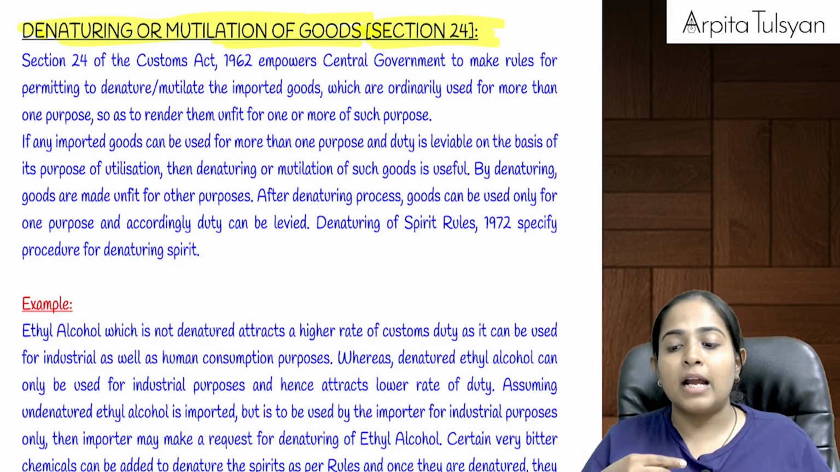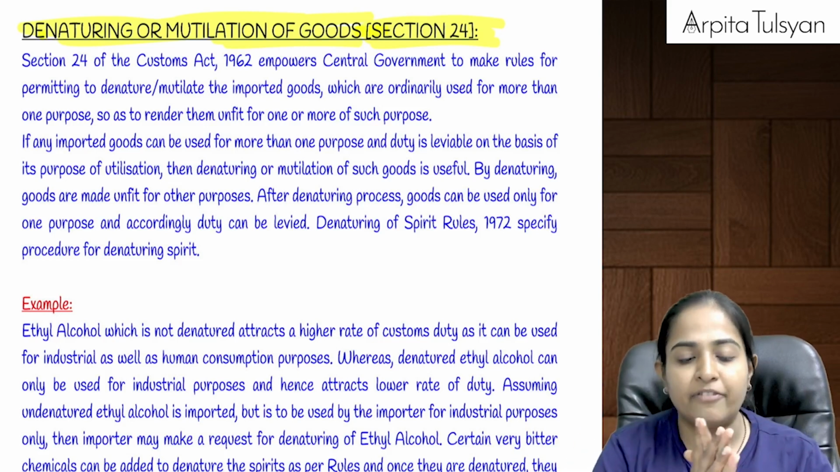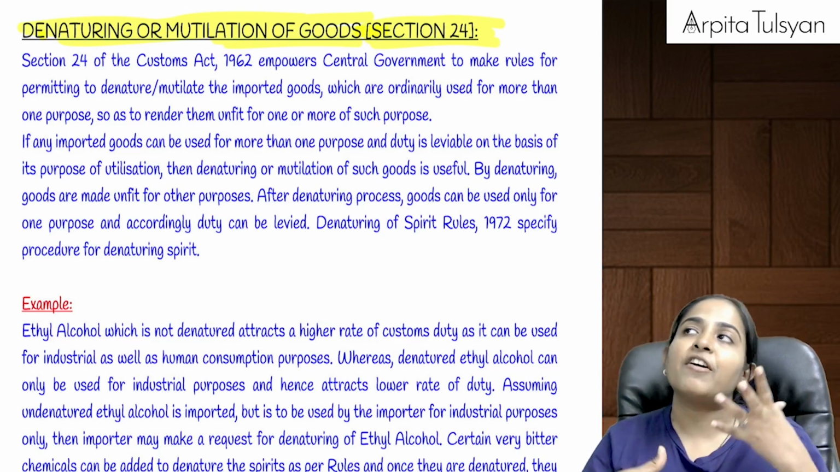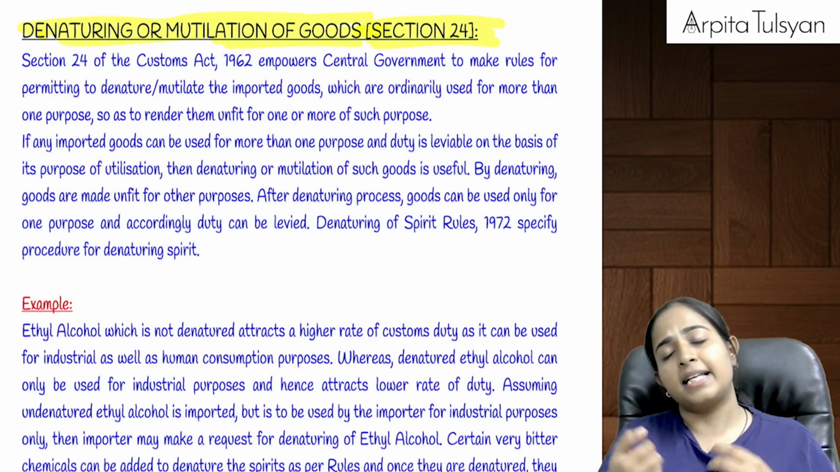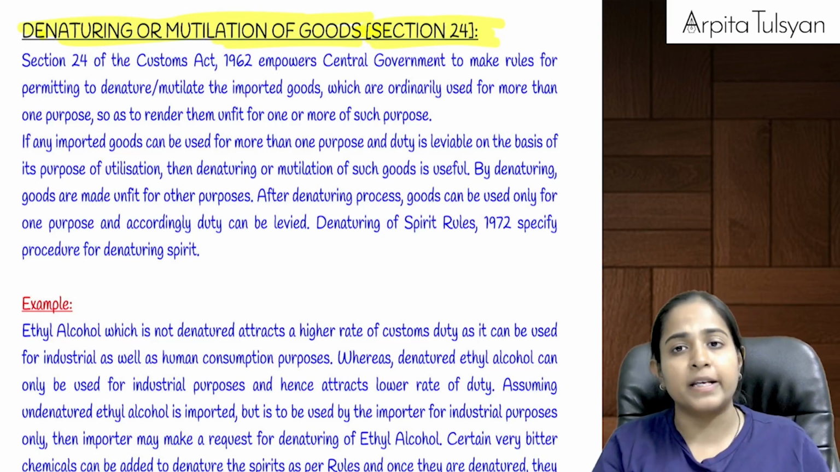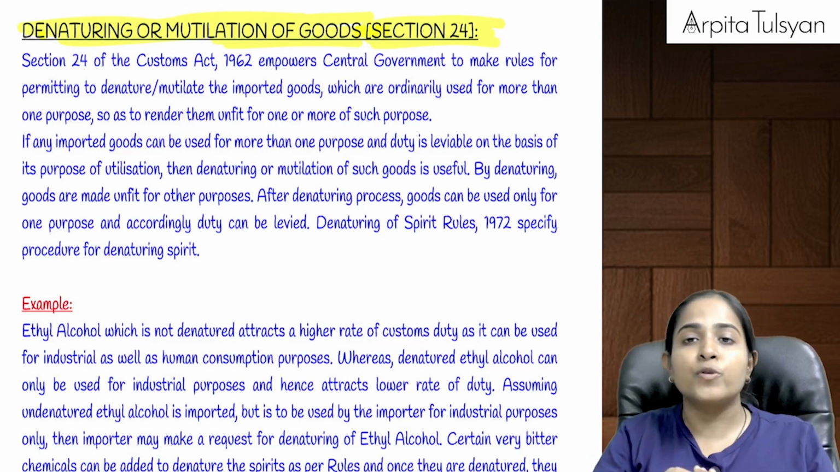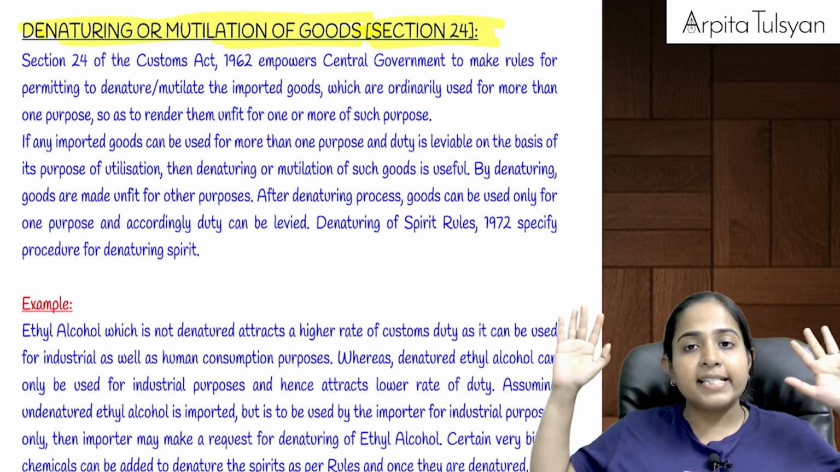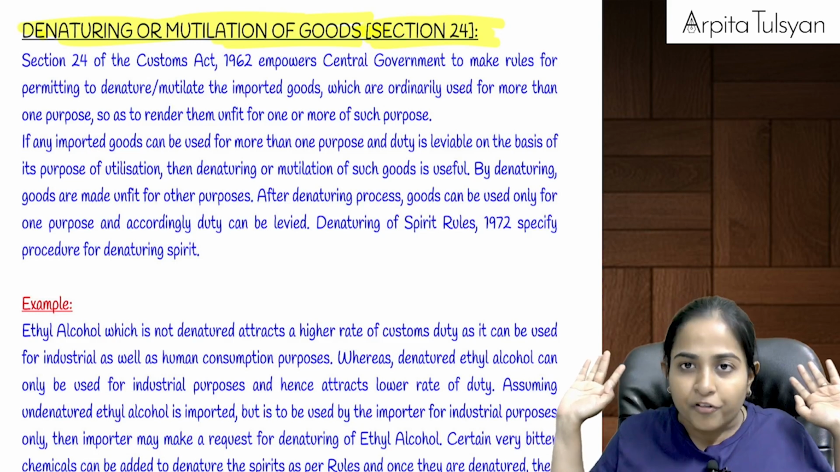Now let's say the duty changes. If I want to use it for human consumption, import duty is equal to 40%. If I want to use it for making sanitizers, let's say import duty is equal to 30%. And if I want to use it for cough syrups, then the import duty is equal to 20%. Now I say that, sir, I am going to make cough syrup out of it.